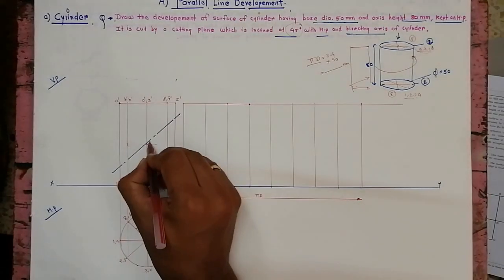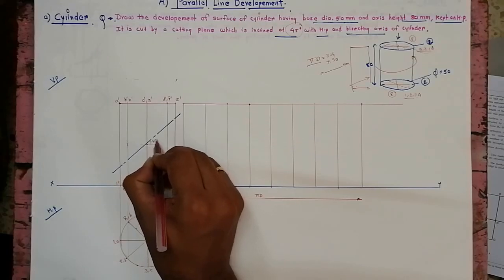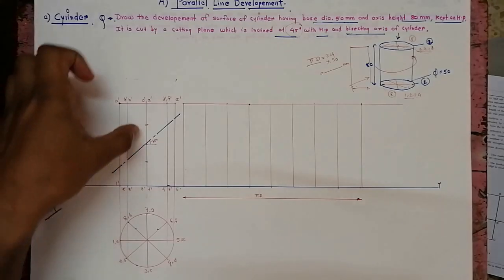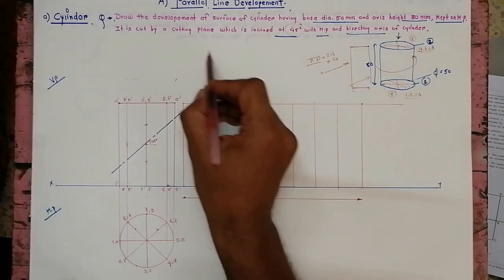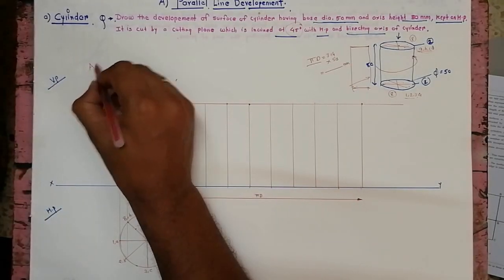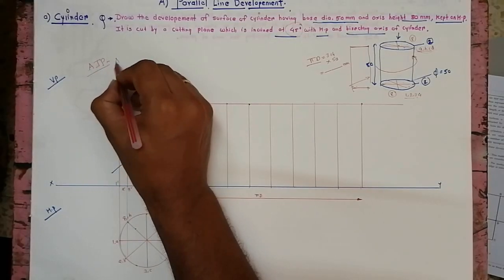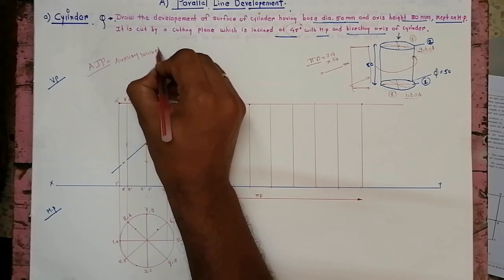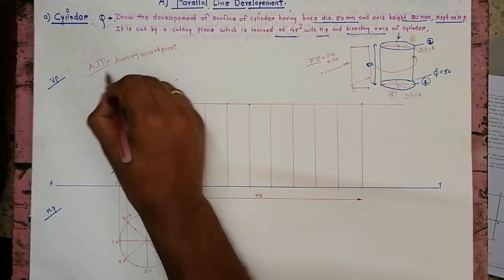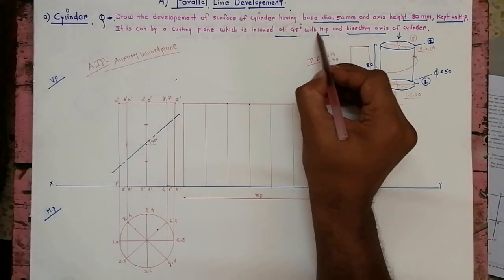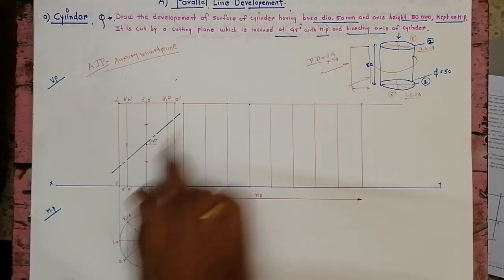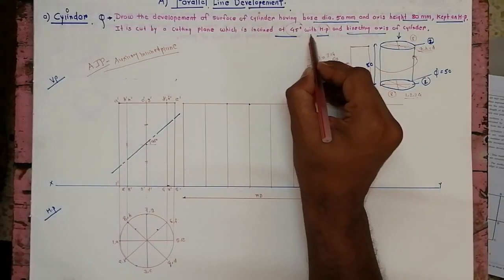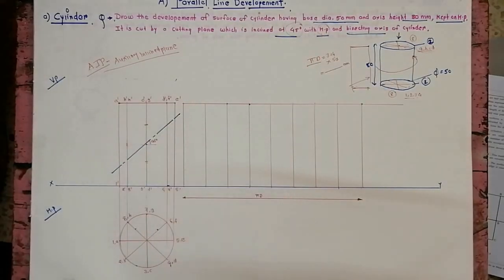Now this angle is how much? This is a 45-degree angle, and it is bisecting the axis. So this is 40, this is 40, and this is called AIP, that is auxiliary inclined plane. The plane is inclined with HP, so that plane comes in the front view. When the plane is inclined with HP, it cuts the front view.